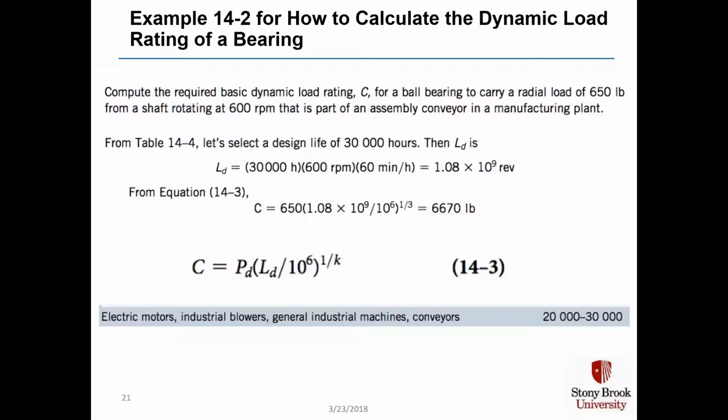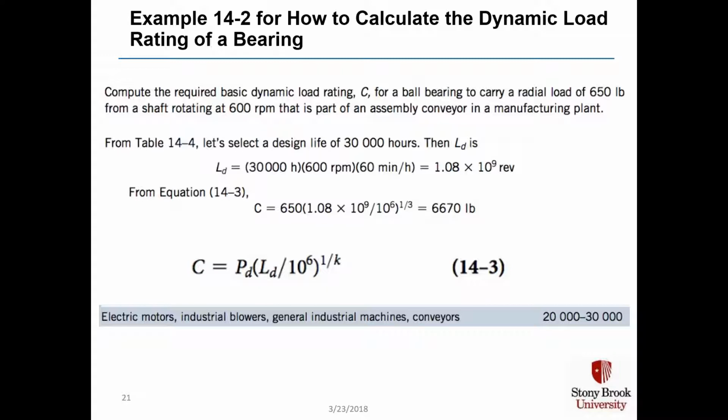And here's just a quick example 14-2 for how to calculate the dynamic load rating of a bearing. In this case, we have a radial load of 650 pounds and the shaft is rotating 600 RPM. We select a design life of 30,000 hours from table 14-4 and calculate L sub D and get 1.0 times 10 to the 9th revolutions.